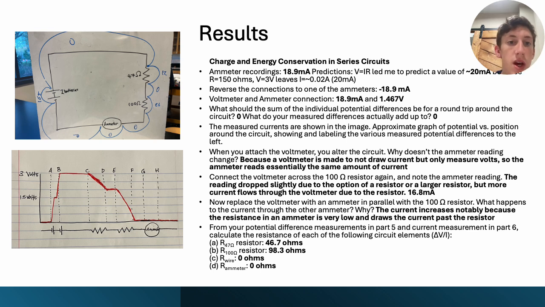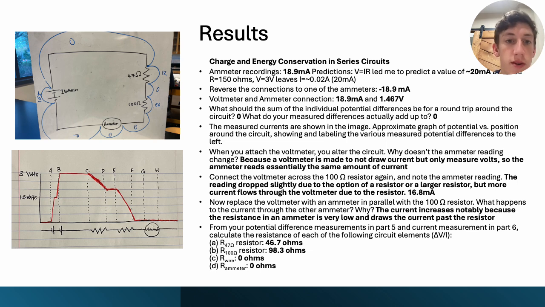The voltmeter being attached to the circuit does alter it, but it doesn't change the ammeter reading because volts are very high resistance, so almost no current flows through it, making the current essentially the same. When the voltmeter was attached across the 100 ohm resistor, the ammeter did change a little bit because the voltmeter was a resistor, but so was the actual resistor, so more flowed through, and it was about 16.8 milliamps left.